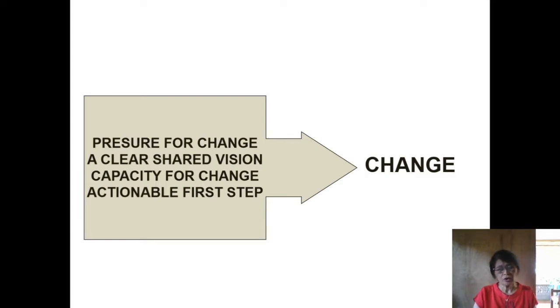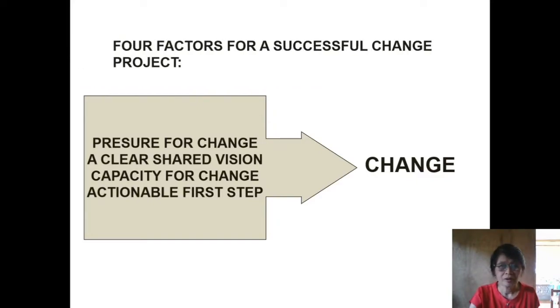Okay. When we look at a plan or we do planning, we always mean change. If you do not like to change anything, then there is no need to plan. And according to my reference, there are four indicators or factors to be considered for a successful change project. So we plan for a project because we need to have a change. First, there should be pressure for change.